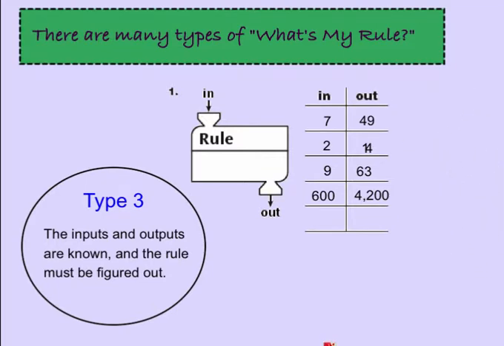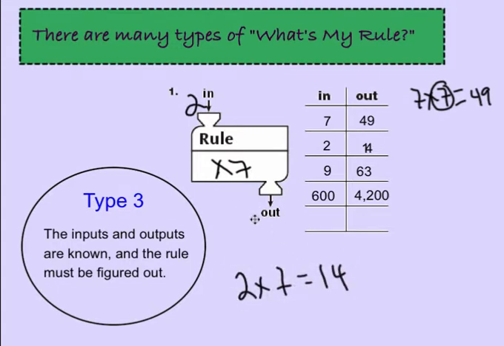Well, I also know my multiplication and division facts. And I know that 7 times 7 is 49. So if my rule, I think, might be times 7, let's see what happens if I stick the number 2 into the machine. What would come out? 2 times 7 would be 14. And that, in fact, is our output. So our rule right here is times 7. You can check that with the rest of the table.